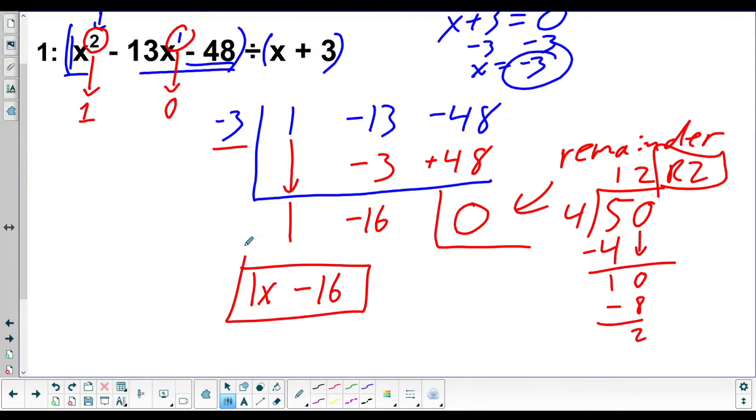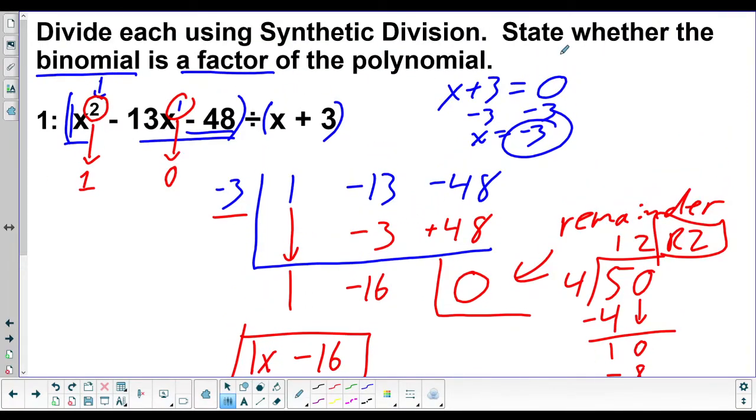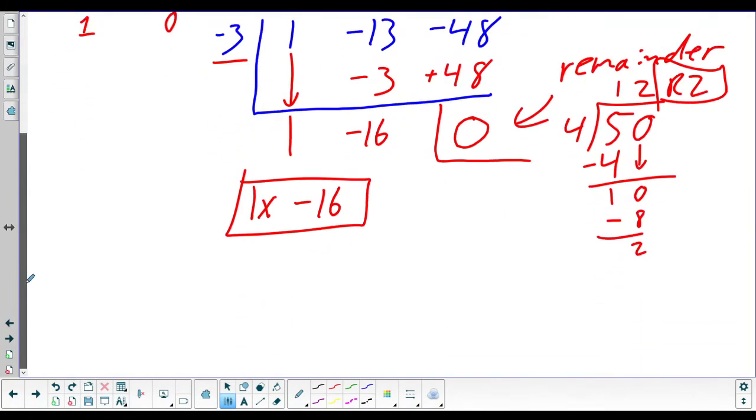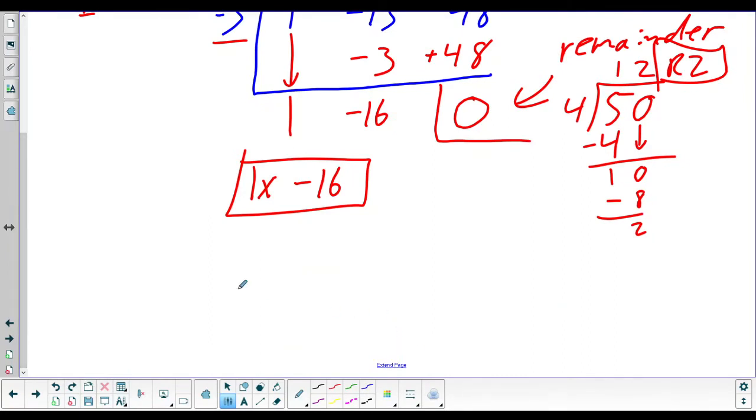Don't worry if you didn't get all that the first time. Just make sure you copy it down. We're going to do some more examples. Okay, so this is our answer. We did the division, x minus 16. Now, let's talk about the second part of this question. State whether the binomial is a factor of the polynomial. So, what a factor is, let's think about the number 50 again.